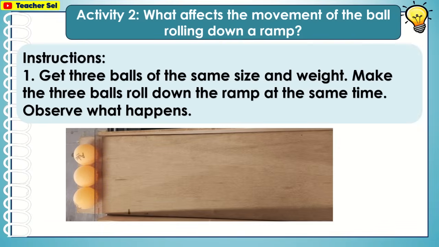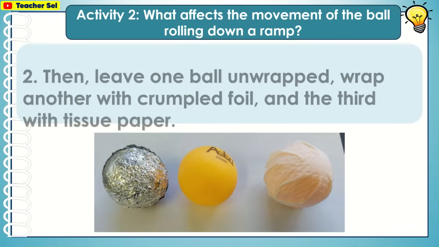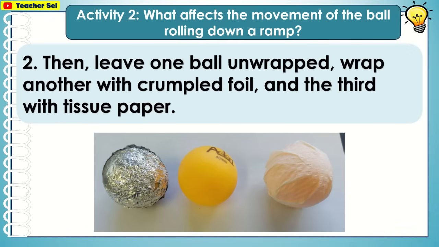Get 3 balls of the same size and weight. Make the 3 balls roll down the ramp at the same time. Observe what happens. Then, leave 1 ball unwrapped. Wrap another with crumpled foil, and the third with tissue paper.